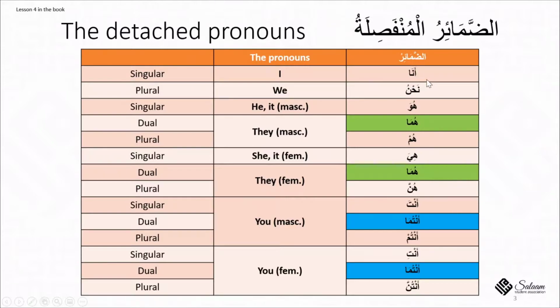For now, the most important, I think, for these lectures is ana. Also, there is nahnu, which is we, huwa, hiya, of course, and anta and anti. So you, if you're masculine or feminine. Are there any questions here? I think this is straightforward information.